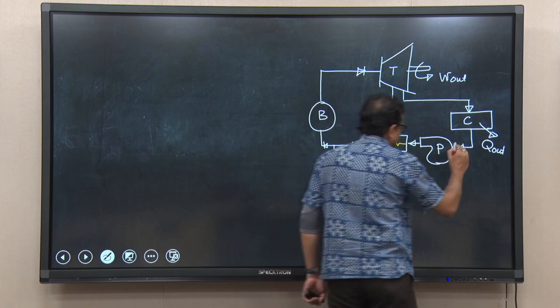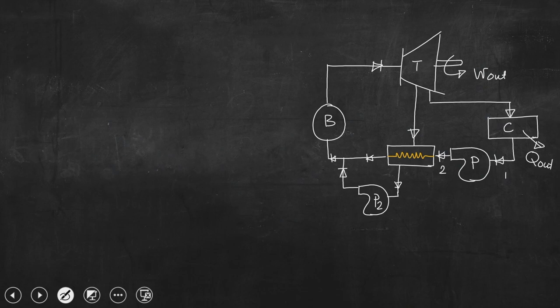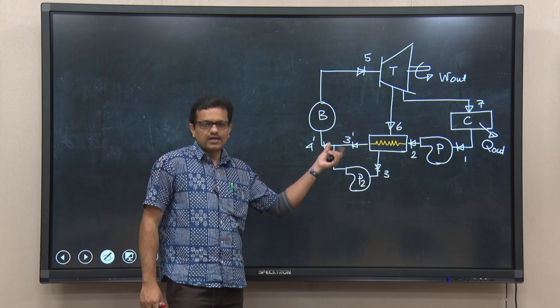And if I give the names, so this is 1, this is 2, then we can give names, this is 3, this is 4, so 3 to 4. Say this is 4 and this is 4 prime, and we can give the name 3 prime. So this is 3 prime. This is 5, 6 and 7. So we have identified several state points.